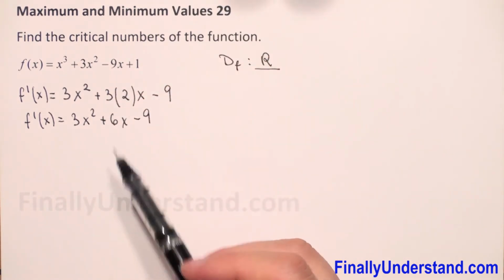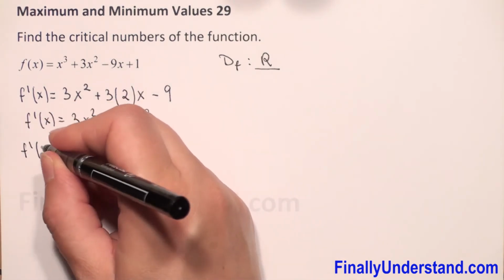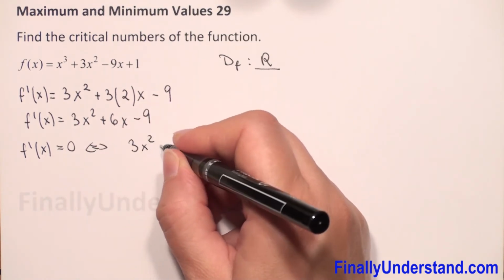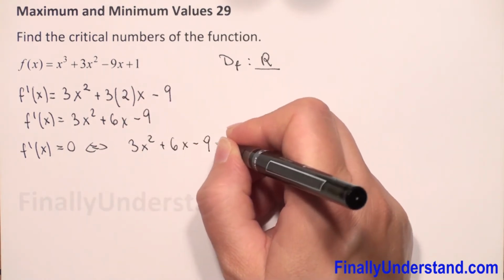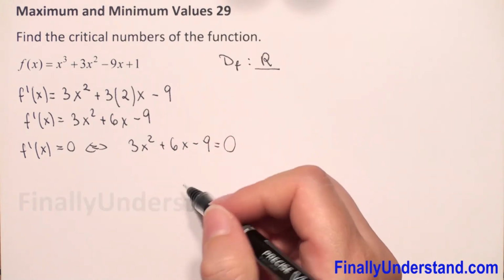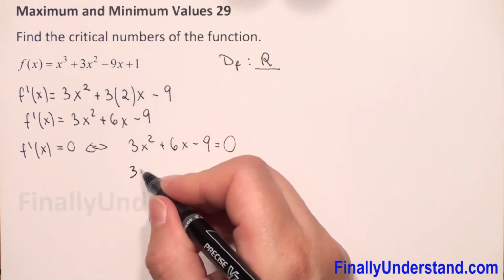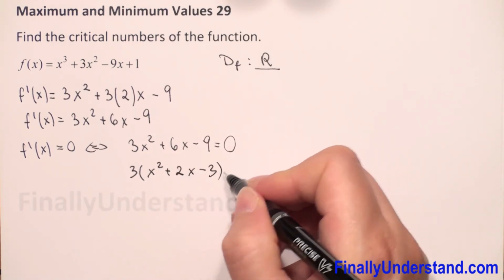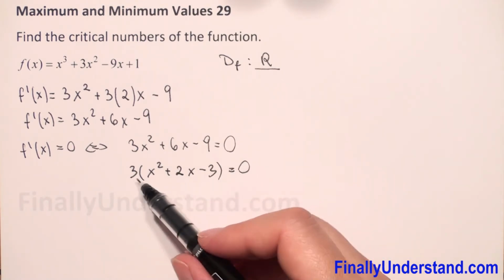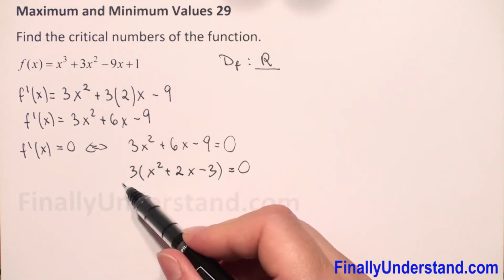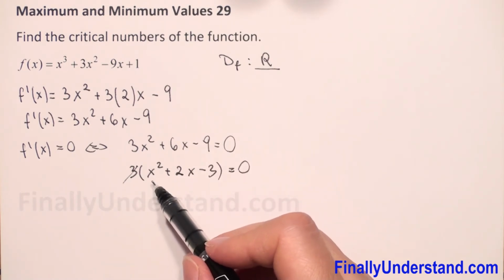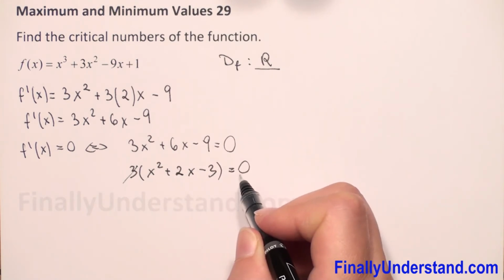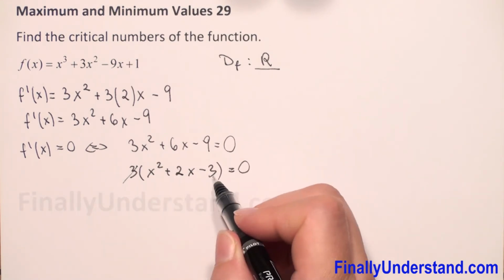Now we have to set our derivative equal to 0. f prime of x is equal to 0 if and only if 3x squared plus 6x minus 9 is equal to 0. We have a quadratic equation. First I will factor out 3, so it will be 3 times x squared plus 2x minus 3 in parentheses. Now I divide by 3, so this I can cross out. So we have only x squared plus 2x minus 3 equals 0.